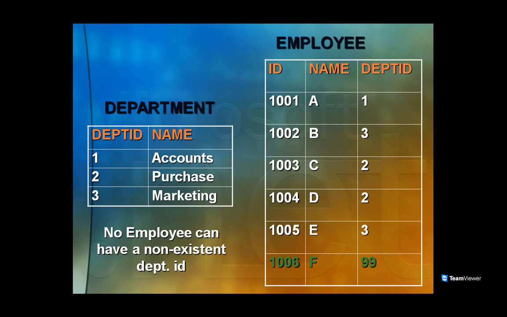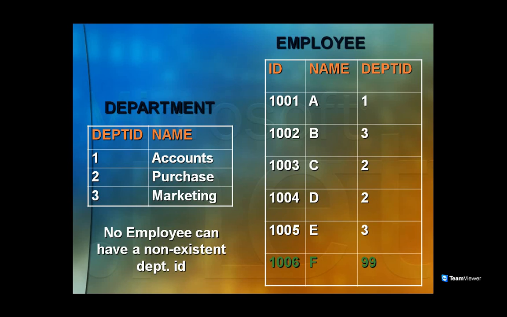Now I have a department table and an employee table. These are two independent tables. Now if you see, one employee has department ID 99. I have department ID 1 accounts, 2 purchase, 3 marketing. No employee can have a non-existent department ID. This is invalid or incorrect data. Why? Because HR may have wrongly entered some department unknowingly.